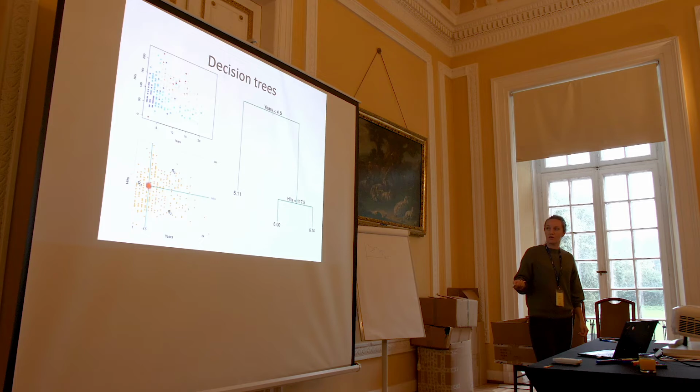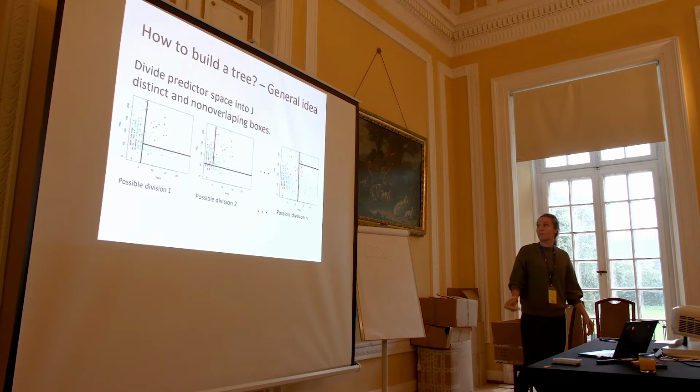Just to say, here we have the first division. The division is by the years they have been in the league. Everybody who's been in the league for less than 4.5 years is here, and the mean of all the log salaries here is 5.11. Then the next one is here: the players who have been in the league for over 4.5 years but have less than 120 hits, their log salary is 6. And the rich ones are here, and their log salary is 6.7. Super clear.